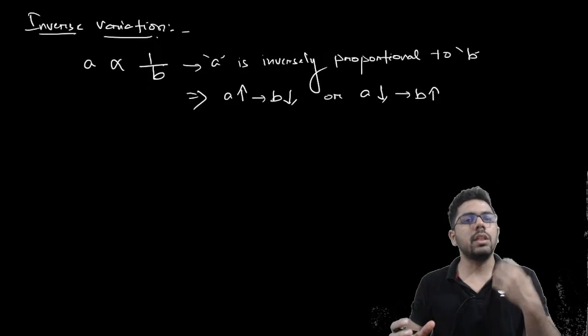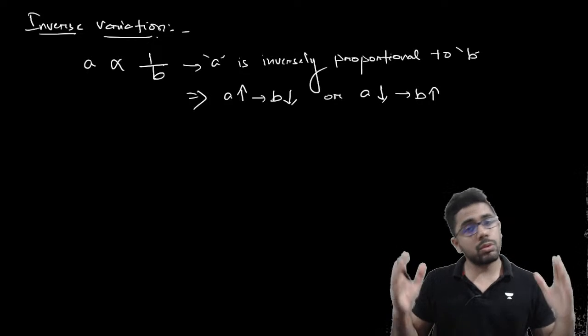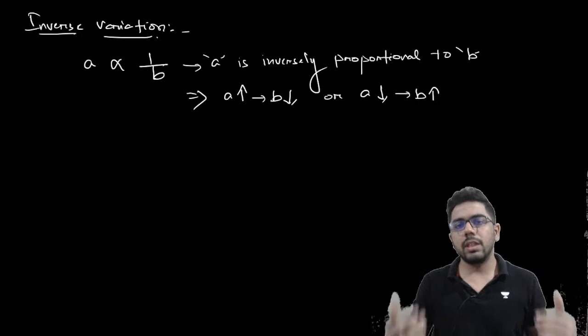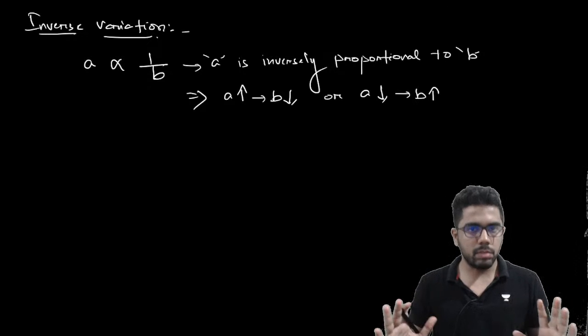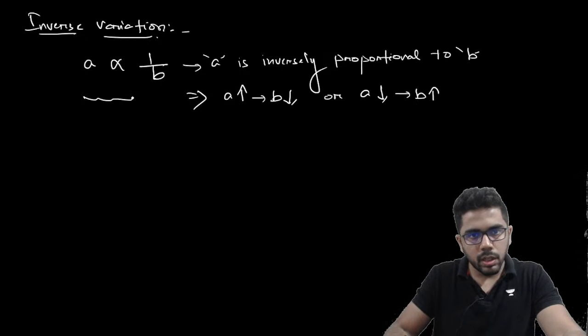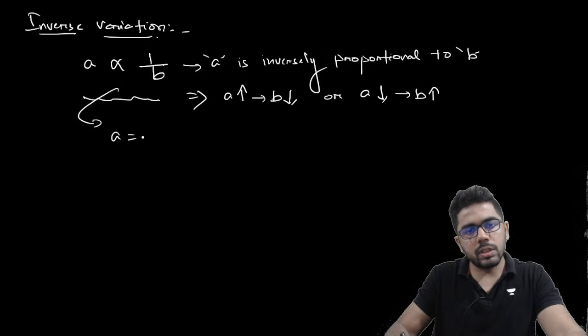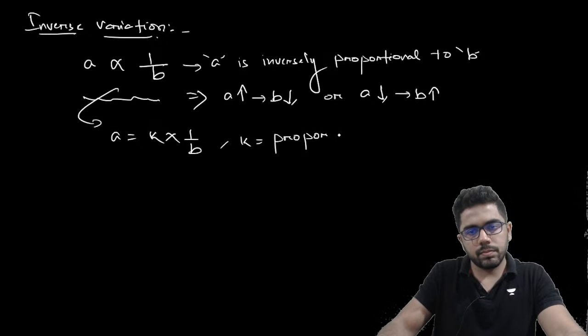एक entity increase हो रहा है तो दूसरा will decrease and vice versa. Whereas in direct variation, both of them either increased together or decreased together. But here, if one of them increases, the other has to decrease and vice versa. So that is why it is called as inverse variation. Again, you can use proportionality constant and write it as K into 1 by B, where K is called as the proportionality constant.